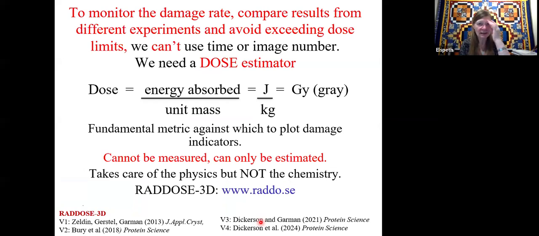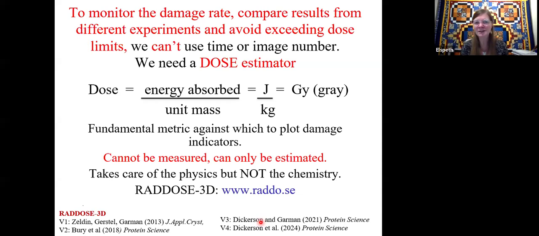And if we want to compare experiments from different synchrotrons, different beamlines, different days, and different proteins, what we need is something along the x-axis, which isn't the number of images or just the time, because we can't compare that. So we use this rather unsatisfactory, but it's all we've got, quantity called dose. And now a dose is a physics estimator of how much energy is absorbed by the sample.